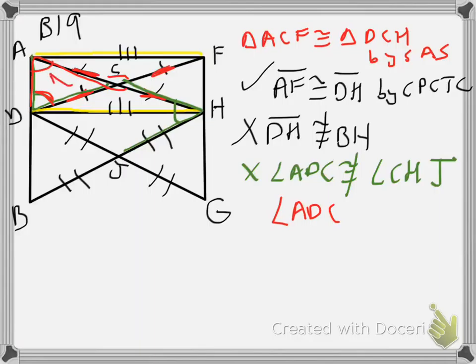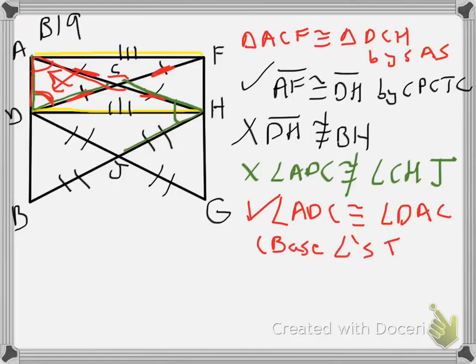Well, it turns out yes. They're opposite, it's an isosceles triangle. So it turns out that's true as well. ADC and DAC. Remember, by the base angles theorem, in an isosceles triangle, the angles opposite the sides that are the same are also the same.